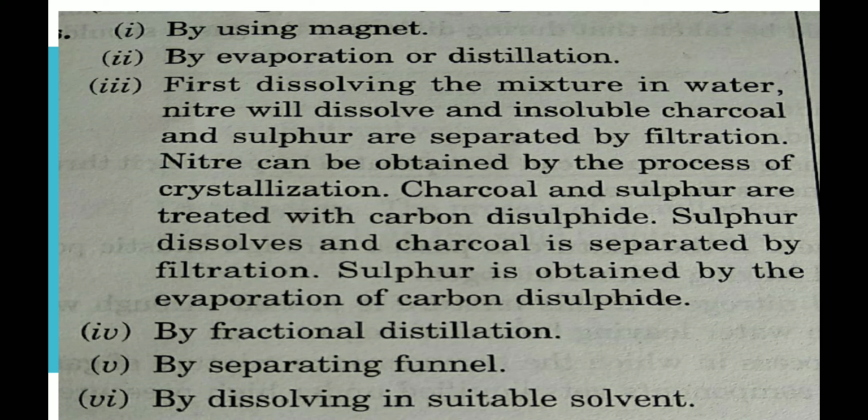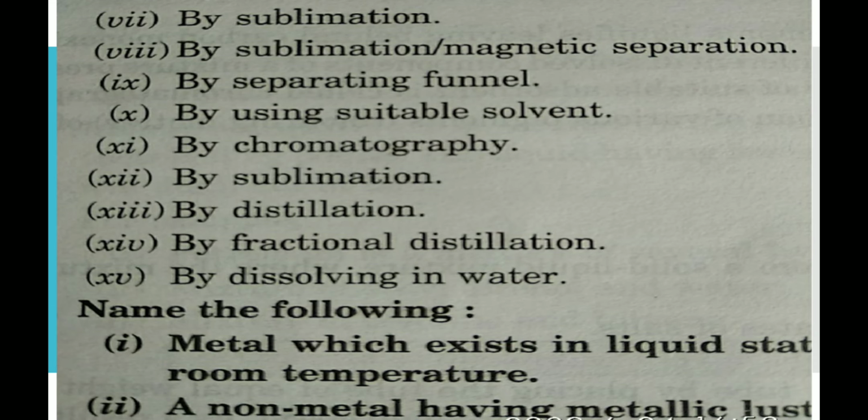Next, the seventh question. To separate ammonium chloride and sand, the sublimation process can be followed. Benzoic acid and iron filings can be separated by sublimation or by magnetic separation. Kerosene oil and water can be separated by using a separating funnel. Next, ammonia and nitrogen can be separated by using a suitable solvent.